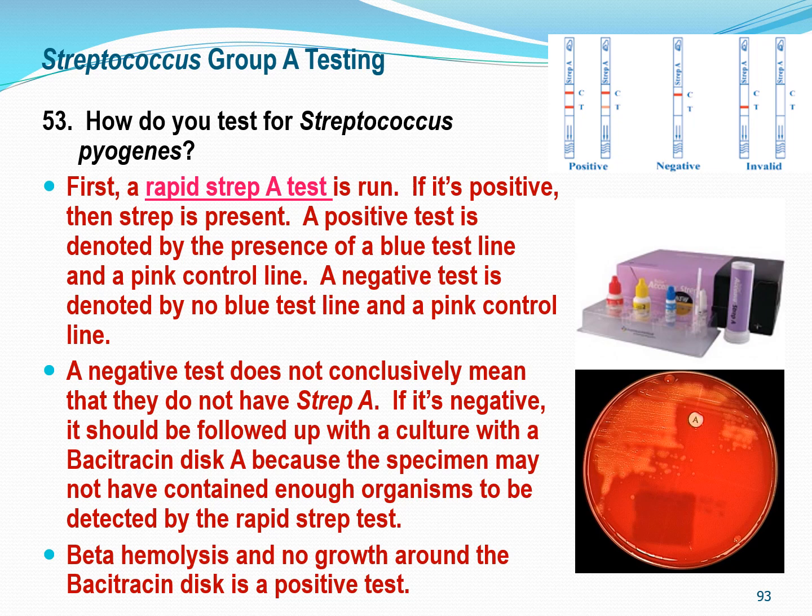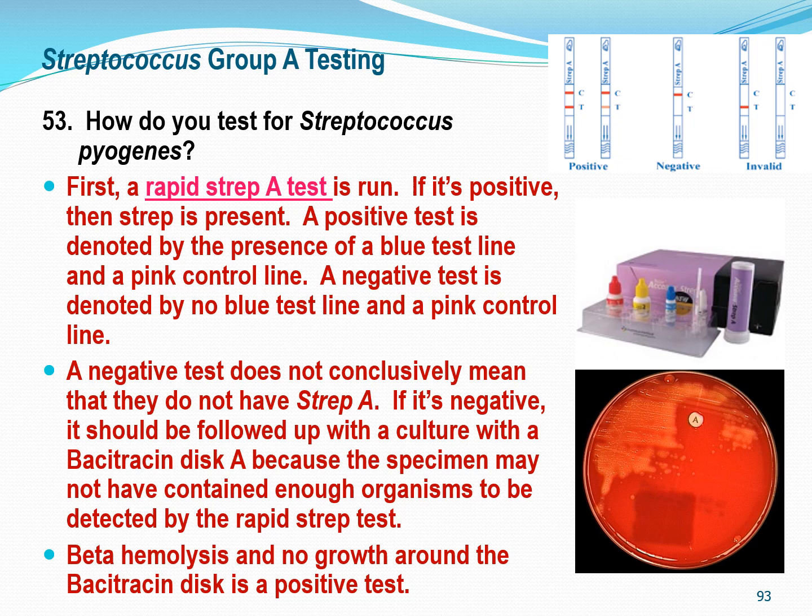So up at the top, we see examples of our rapid strep A test. You see the examples of positive, negative, and invalid. You see the test kit that it comes in. Then our bottom picture to the right is the culture of the swab that we took from their throat, and we dropped that disc on there. When we see that beta hemolysis, which is that clear area around the colony, and there's no growth around that A disc, then we know that this person has strep.